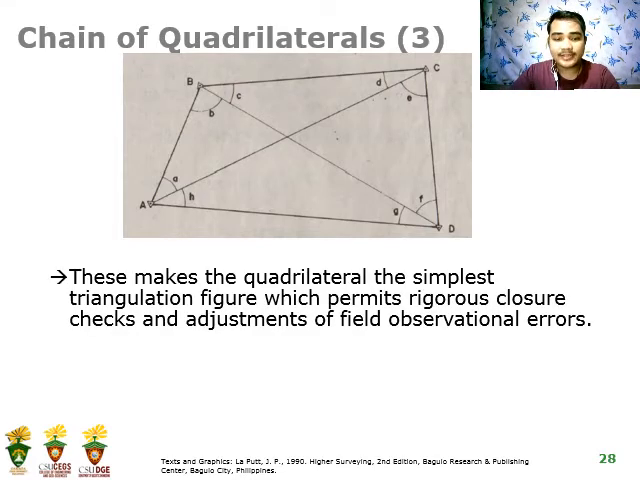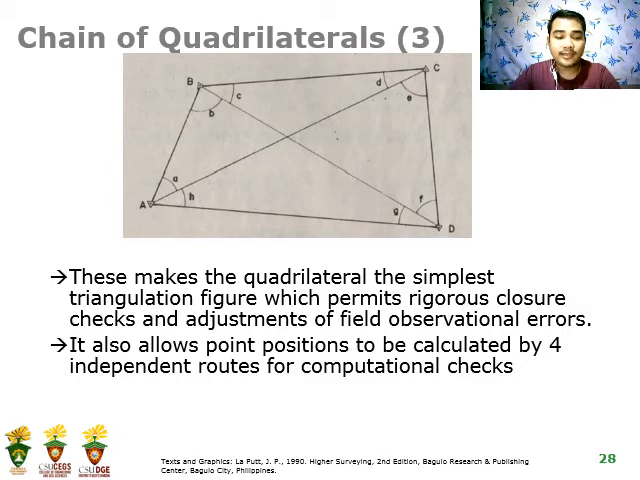And that figure makes the quadrilateral the simplest form of triangulation, which permits rigorous closure checks and adjustment of the field observational errors. It's because dili lang man kay triangle lang iyang gina-check, but of course the quadrilateral, dapat sa quadrilateral dapat 360 degrees ang interior angle. So ma-check na siya, at the same time ma-check pod nato ang sum of the interior angle for triangles. And it also allows point position to be calculated by four independent routes for computational checks.